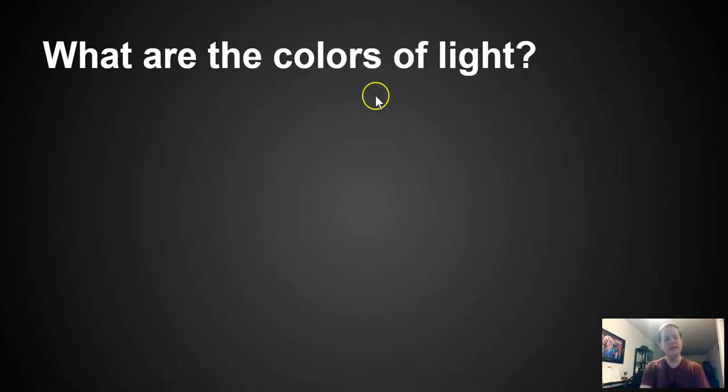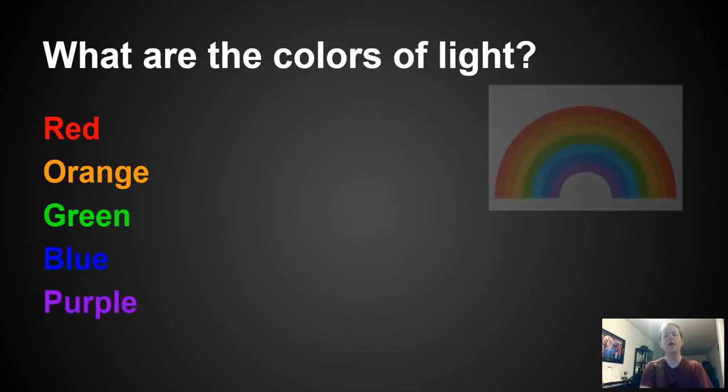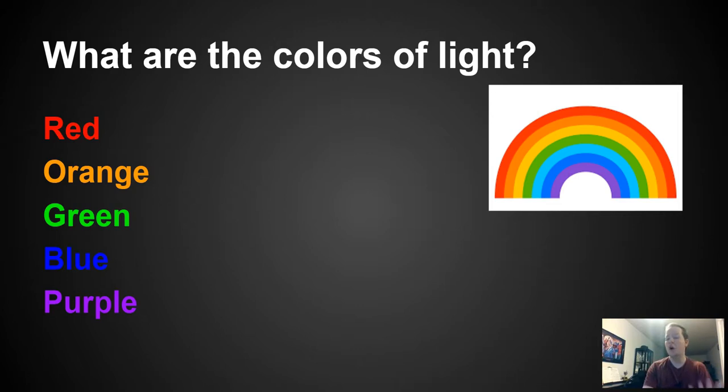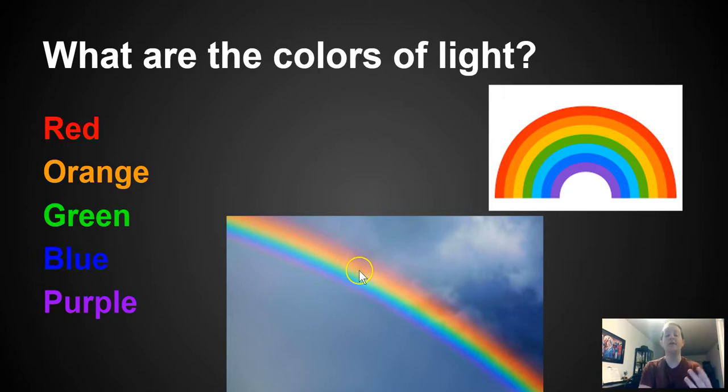What are the different colors of light? Well, there's red. Red is one type of light. There's orange, green, blue, and purple. Those are the main colors of light from the sun, and we sometimes see them in a rainbow. So here's a real picture of a rainbow, and here's a picture, but these are the colors of the sun.